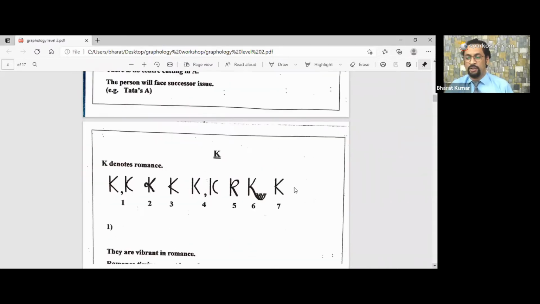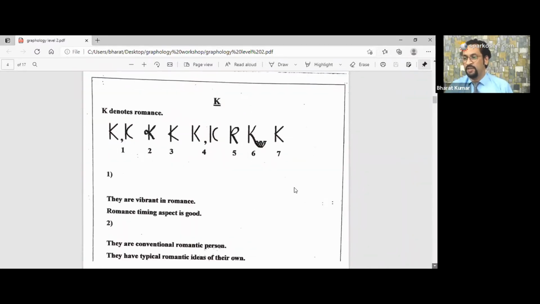Now we are going to talk about K. Do they bother? Yeah, fifth one bother themselves. You are right. So every alphabet is not required. These are those alphabets which are required to interpret entire personality. Now, K denotes about the romance of a person. So how romantic is someone? What kind of fantasy they are having?